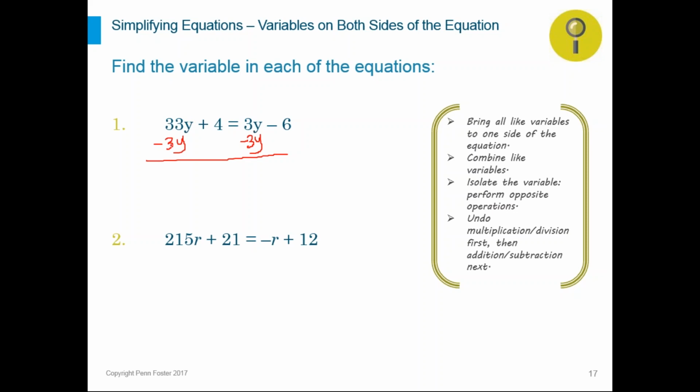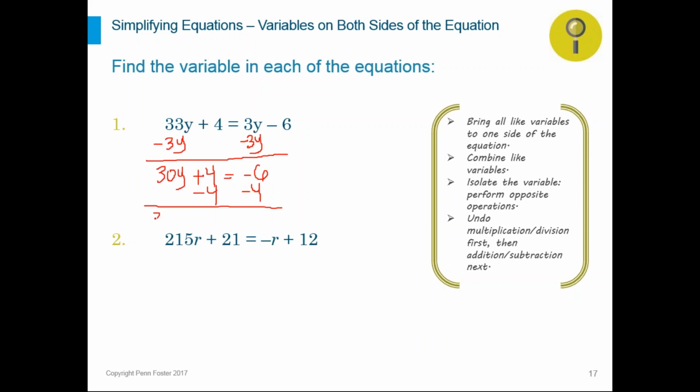33y minus 3y is obviously 30y, and I still have my plus 4 equals to, that's gone, that's a 0. And then negative 6, that's a minus 6. Don't forget this is the sign of the 6, negative 6. Okay, that looks familiar now. So all I have is the variable appearing once. I have mixed operations. I have addition. Get rid of addition first. So subtract 4 and subtract 4.